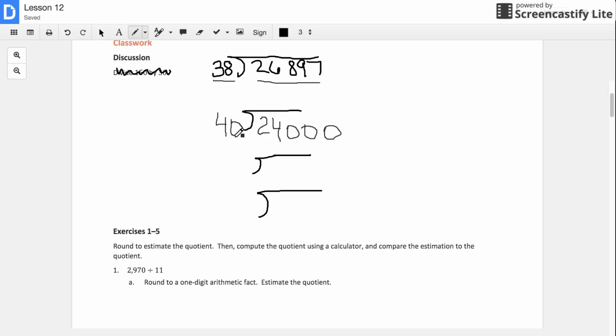So now we have 24,000 divided by 40, which is good, but it's still a big chunky number. So let's get rid of a couple zeros, just like we did in the last example. And now we have 2,400 divided by 4, and I like that a lot better.